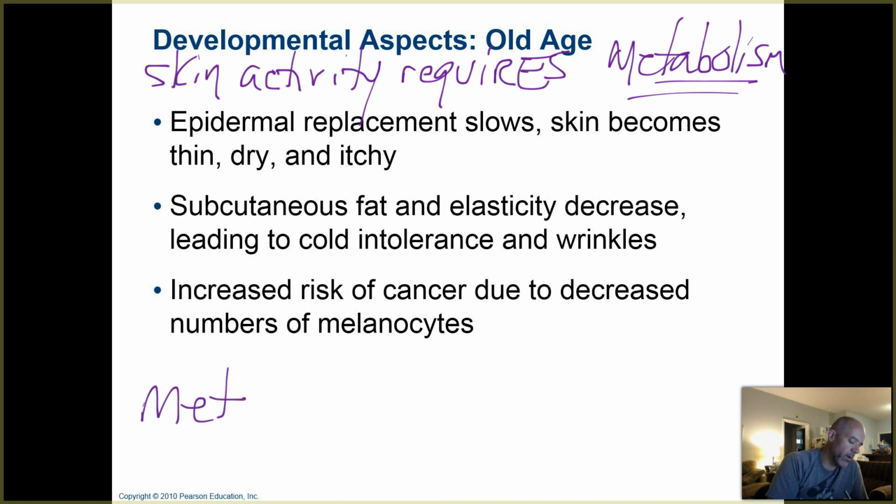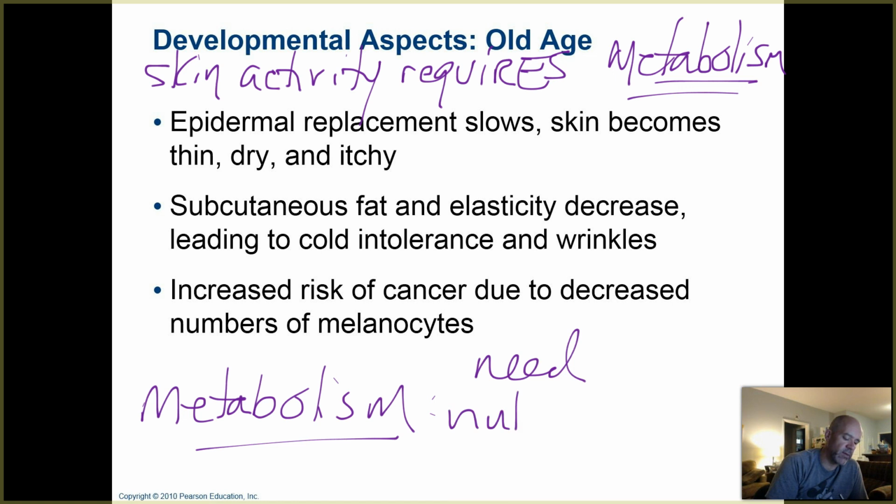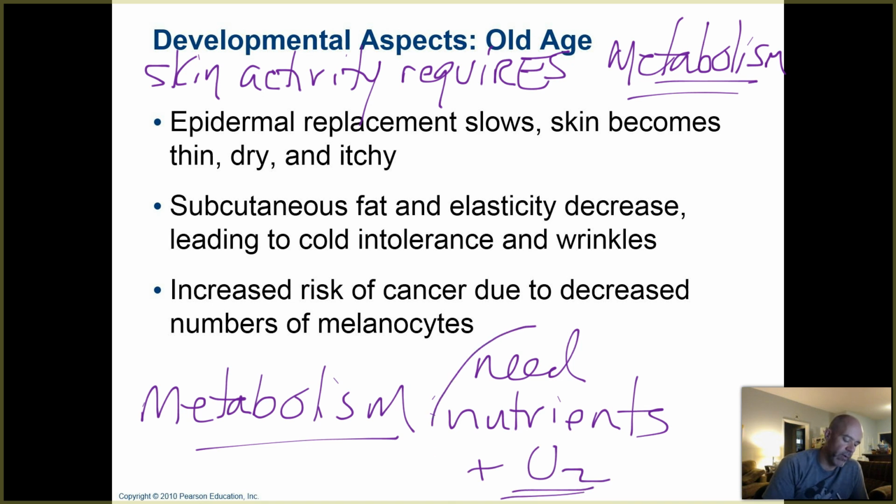Metabolism, in order to run properly, needs nutrients like sugars, and you need O2, oxygen gas. All right, where do these things come from? They come from the blood. You've got to have a good blood supply to the skin. So as you get older, you might start to develop heart disease, which cuts off some of the blood flow to the skin.